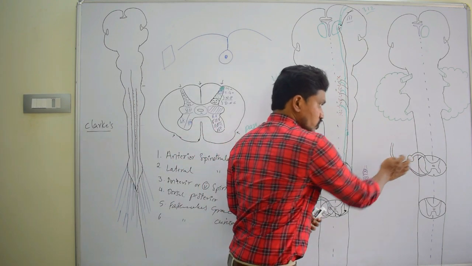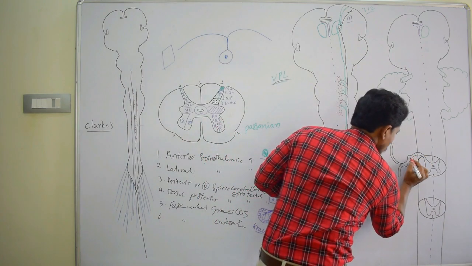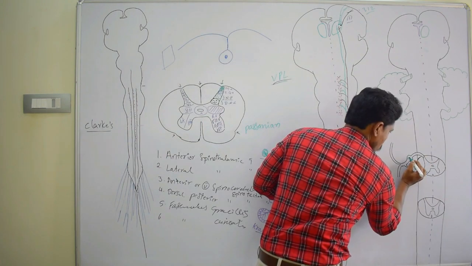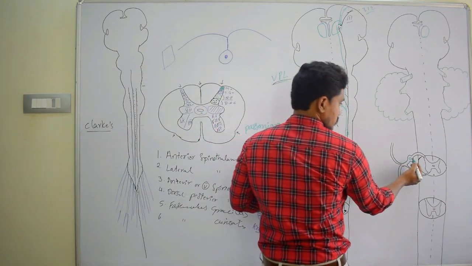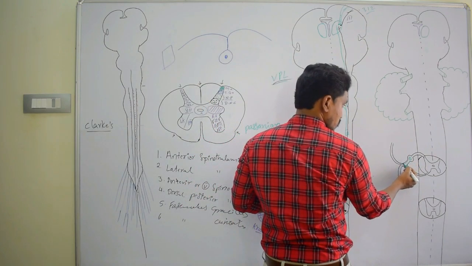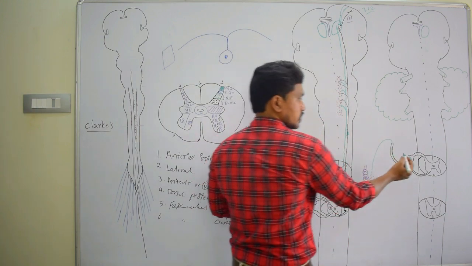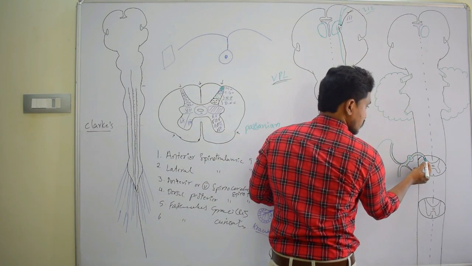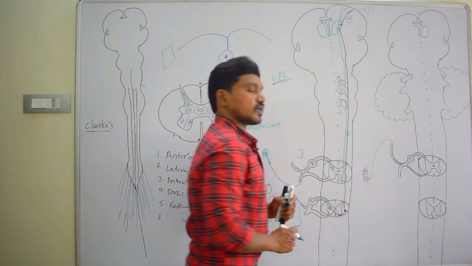Within the dorsal root ganglion, you can find the first order neurons. So what are these? These are the pseudo unipolar cells, right? If they are pseudo unipolar cells, they will have two processes. One process comes towards the periphery; this process we call the peripheral process. Another process enters into the central nervous system, that means it enters into the posterior horn of the spinal cord.